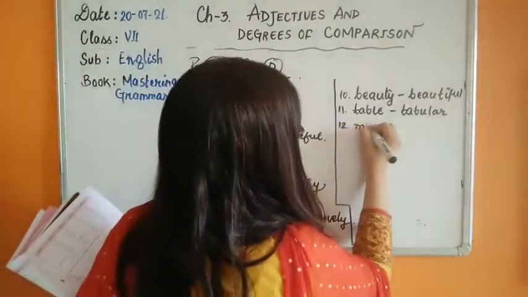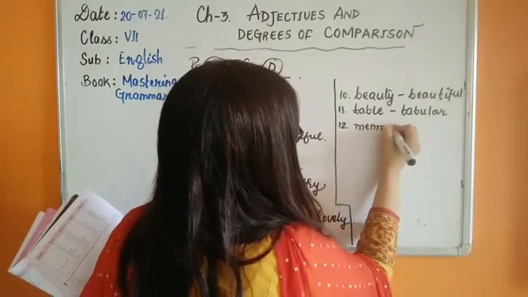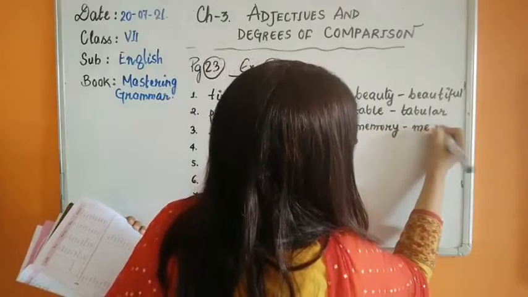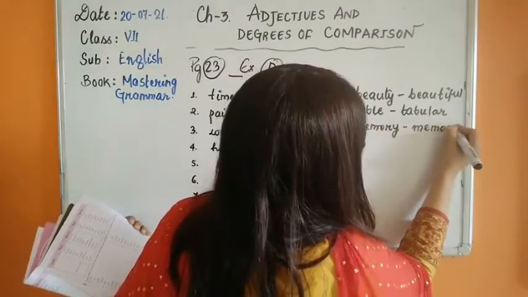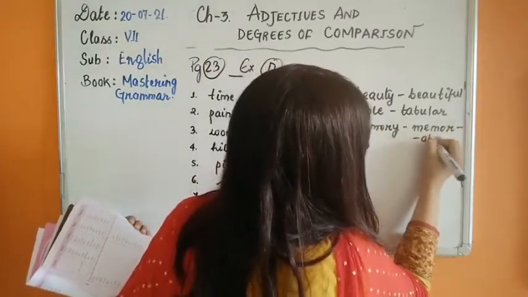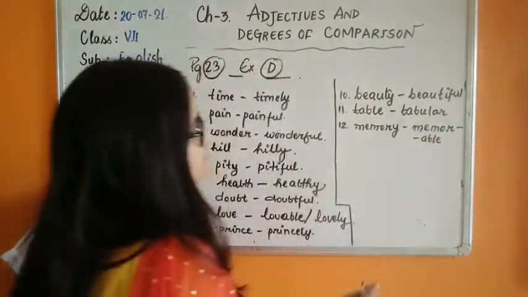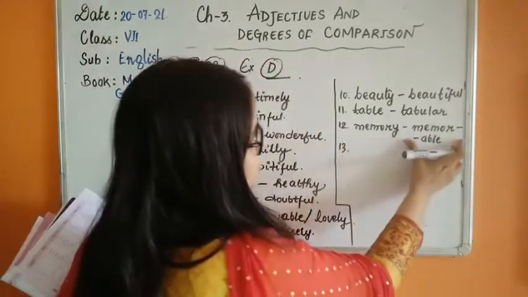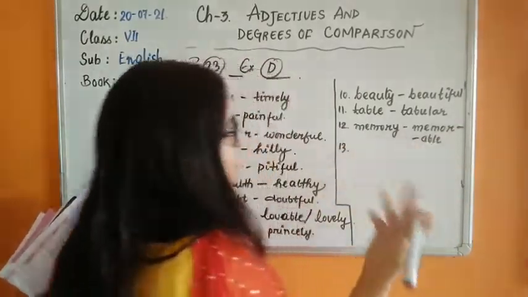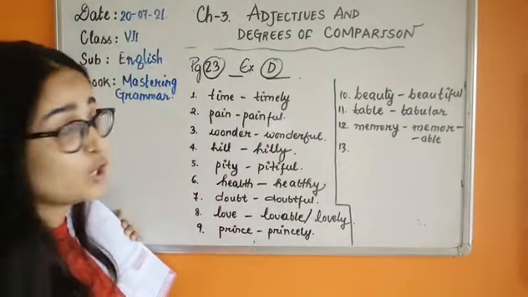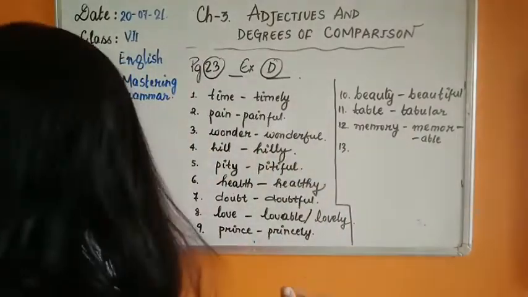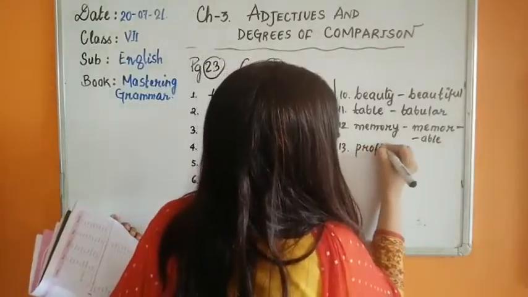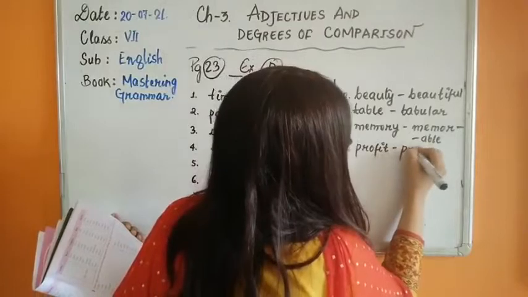Memory. Memorable, right? Memorable. Okay, children, it's not fitting here, but if it's fitting for you in the same space, you can write here memorable. Okay? It did not fit my space, that's why I have to put a hyphen. But yes, if it fits your space, you can put it there together. Next is profit becomes profitable.